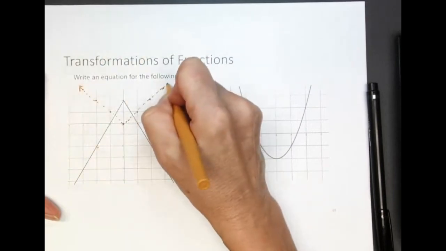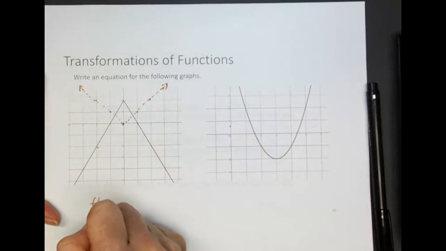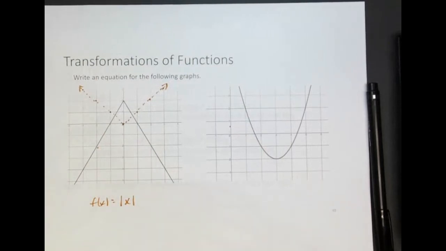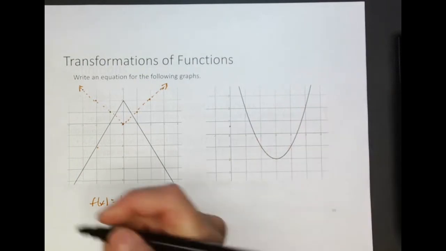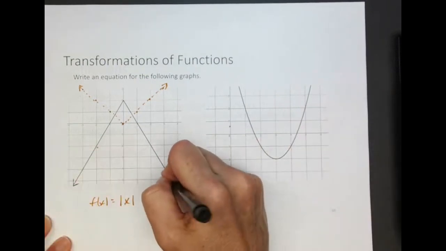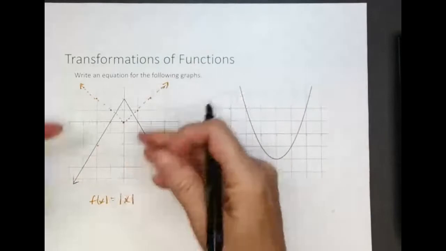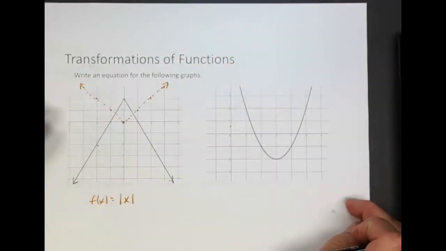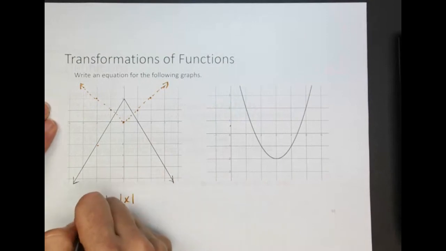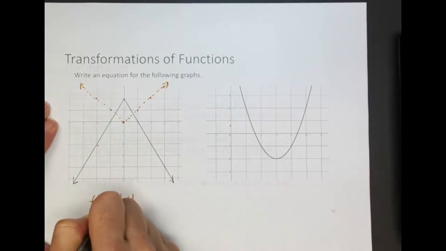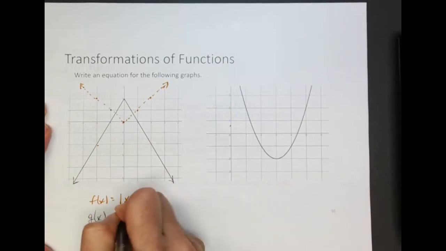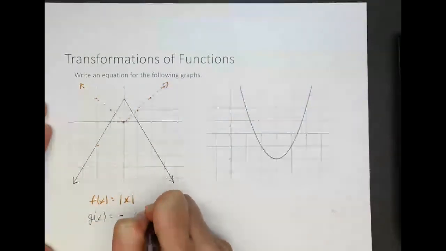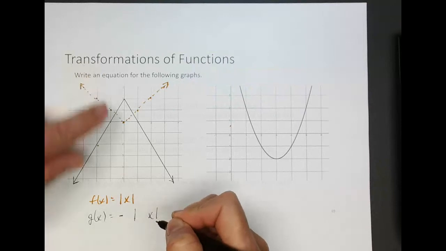Put some arrows to indicate that that goes on. That's f of x equals the absolute value of x. All right. Now what's going on with our graph that we're looking at here? Well, I definitely have a reflection, right? I got a vertical reflection. That's getting flipped over the horizontal axis. So if I'm writing g of x, I definitely have a negative going on. What else might be going on?